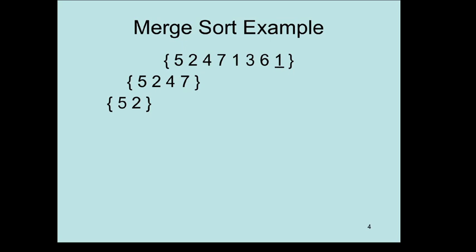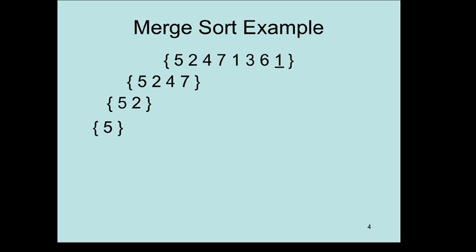So now we've got 5 and 2. Let's recursively sort the left half. Now we're down to a region of size 1. We can use what we did in quicksort here. This is a base case. Once I reach a region of size 1 or size 0, it is sorted. There's nothing in this region of size 1 that is out of order.